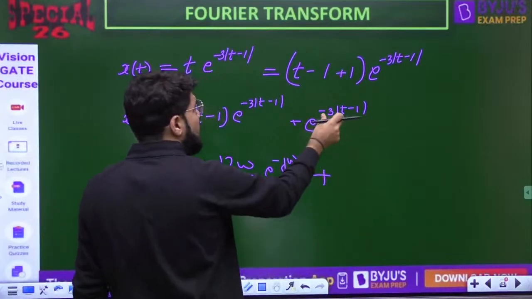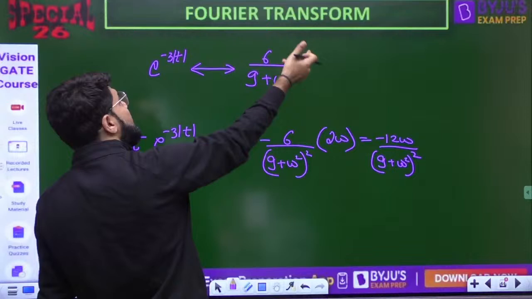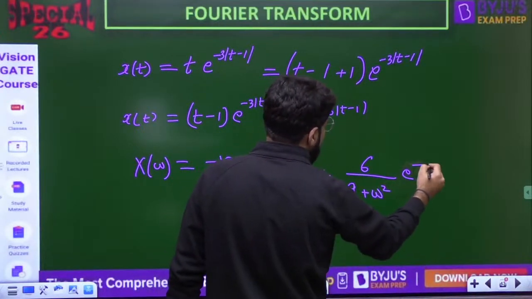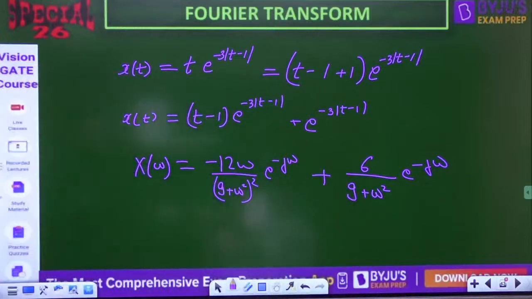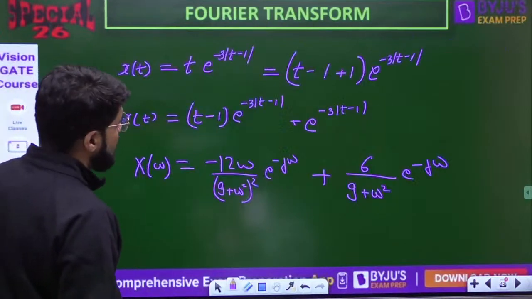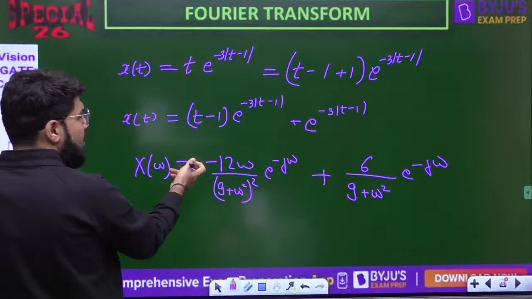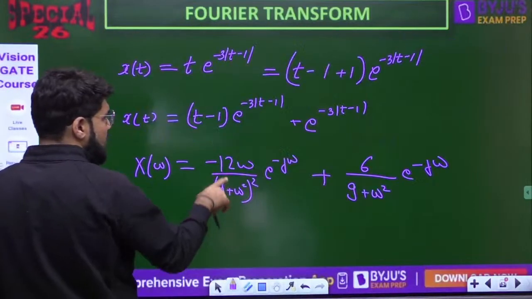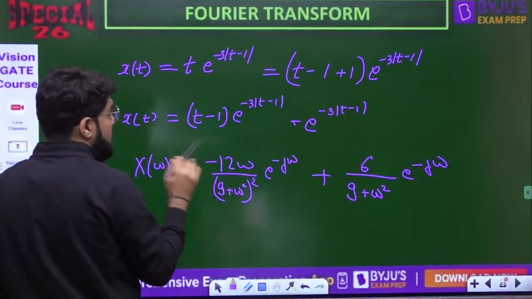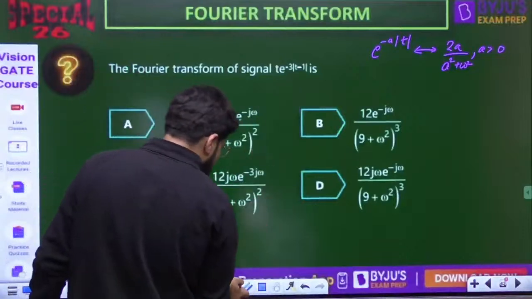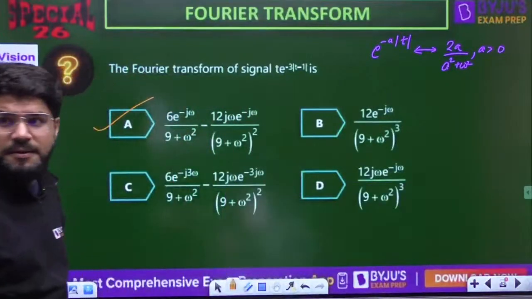Similarly, next, e power minus 3 mod t. Then time shifting. So first write down the result, 6 upon 9 plus omega square, then apply the time shifting e power minus j omega. Now match the options. Definitely this 6 term will come. Only option number A, guys. The 6 one is positive. Yes, both are positive. This was negative. Correct. 6 e power minus j omega upon 9 plus omega square. Second, we will check minus 12 j omega. Sorry, yes, that is j omega. Correct. e power minus j omega upon (9 plus omega square) whole square. This is absolutely correct. Option number A.